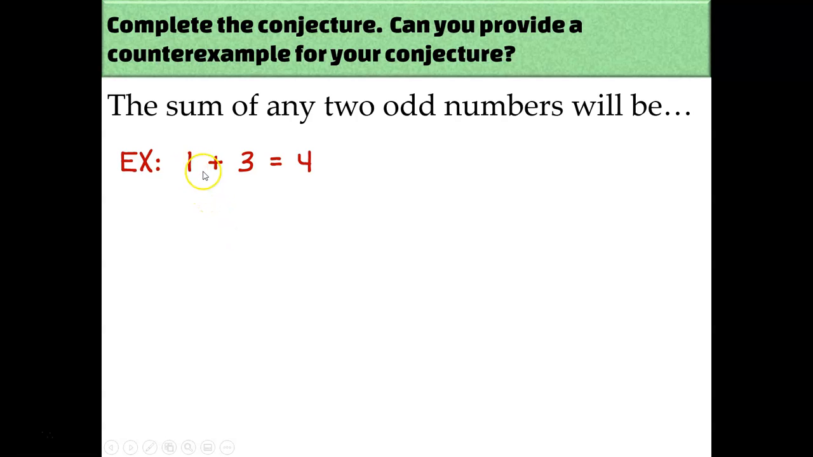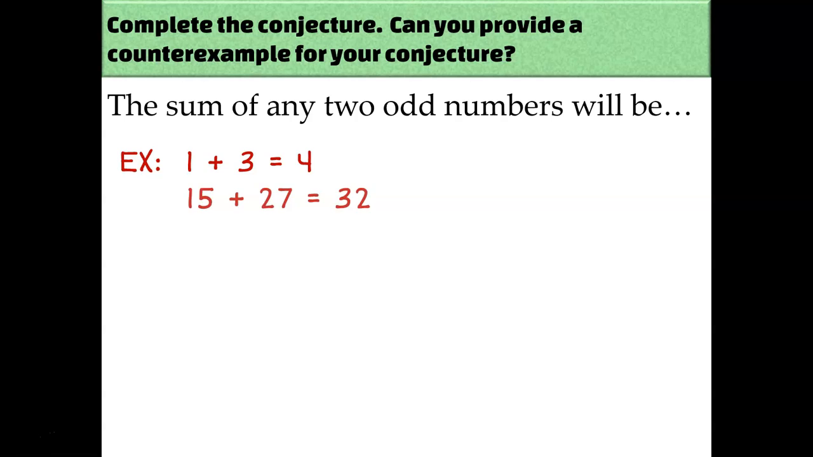So for example, I could do 1 plus 3. 1 is odd, 3 is odd. I'm adding them, so my answer is a sum. There's 2 of them. Okay, looks like I'm matching my pattern that was described to me. And I got an answer of 4. Well, just looking at one example really isn't enough for you to be able to write a conjecture. We need to explore the pattern and see if we notice anything about it.